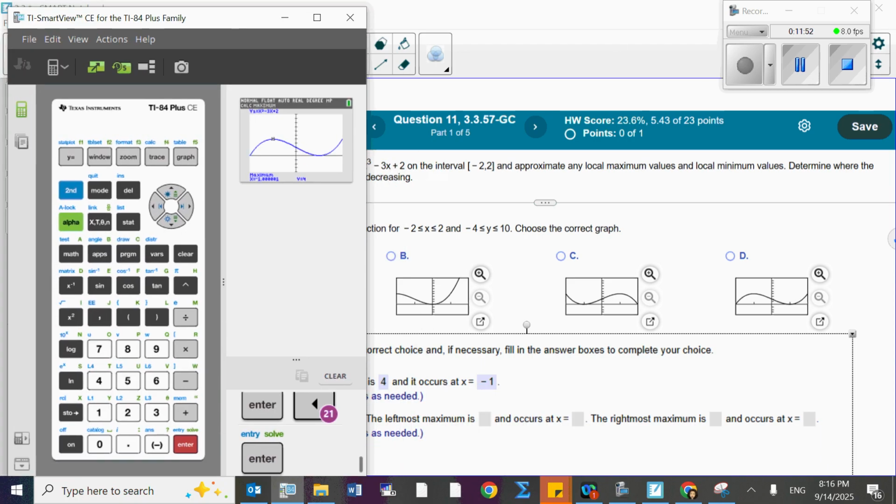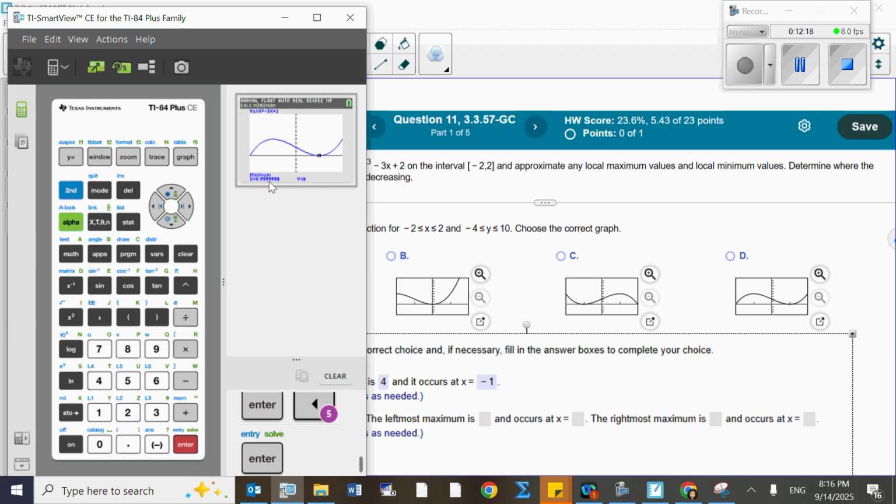Okay, next one is asking us find the local minimum point, which is this point. So again, second trace, and this time you go to number 3 and left bound, left side of this point. I'm already on the left side. And then right bound, move the cursor to the right side of the point, enter. And what is your guess? Move close to that point and enter.